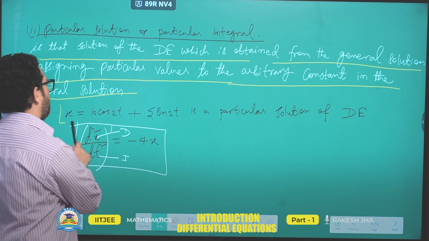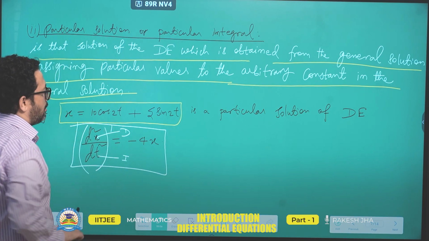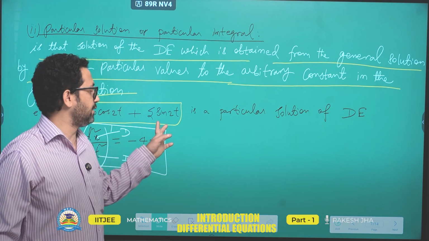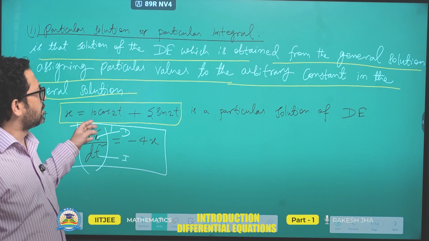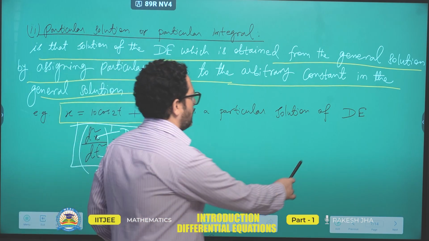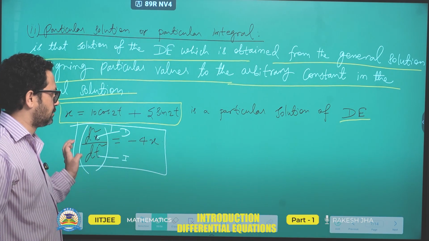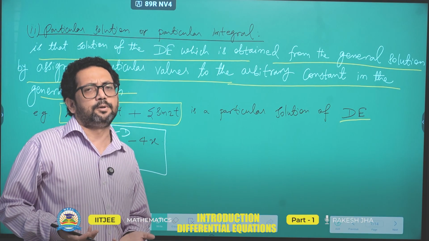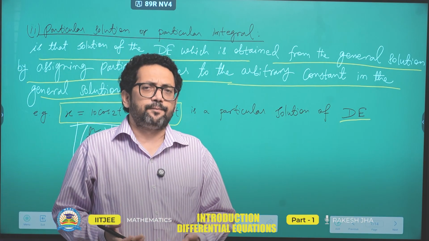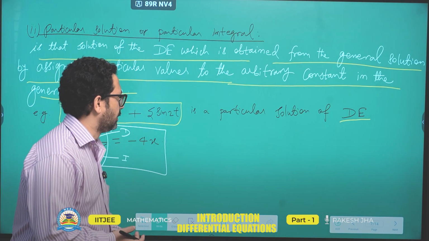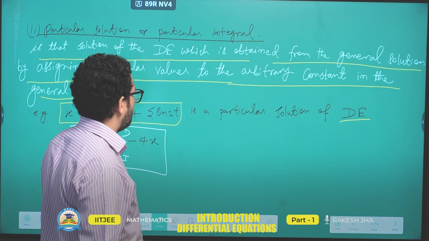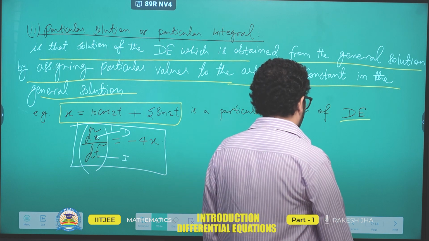So x is equal to 10 times cos 2t plus 5 times sin 2t is a particular solution of the differential equation, because here we don't find any arbitrary constants, there is no constant. So when the solution of the differential equation is free from the constants, then we say it a particular solution or also particular integral.